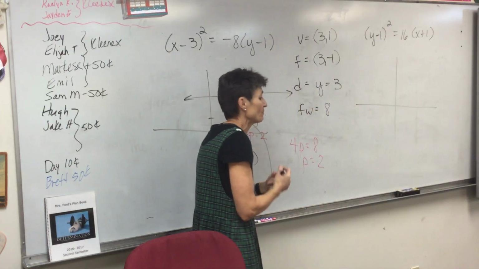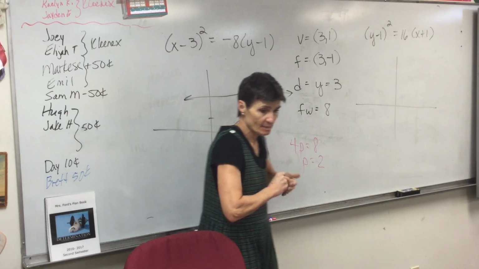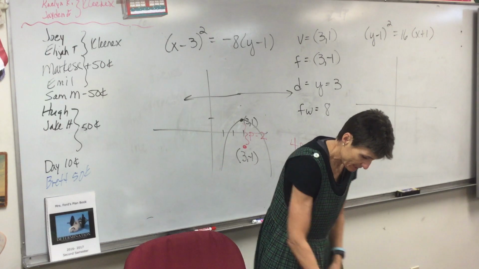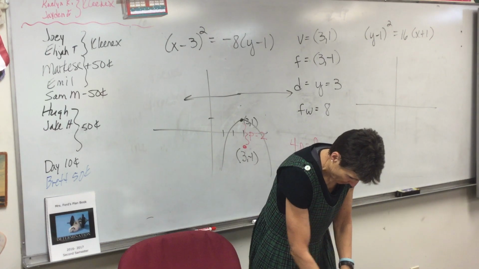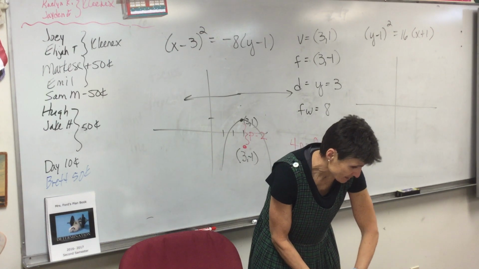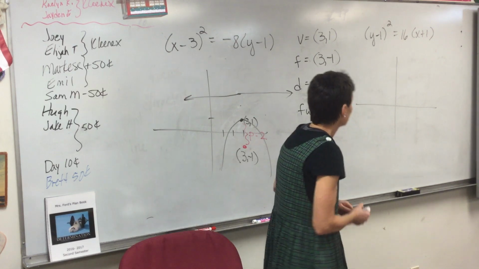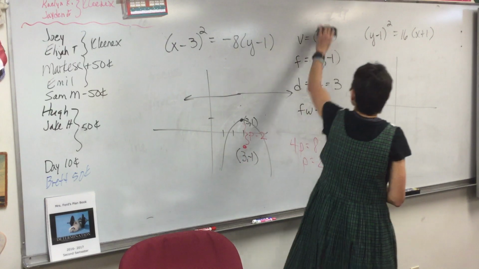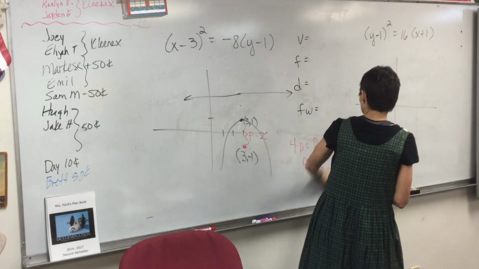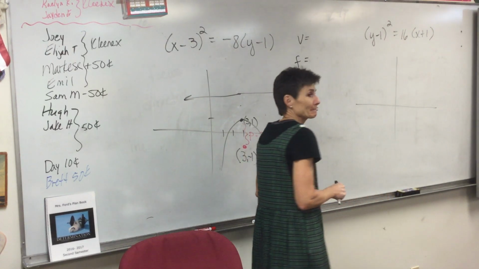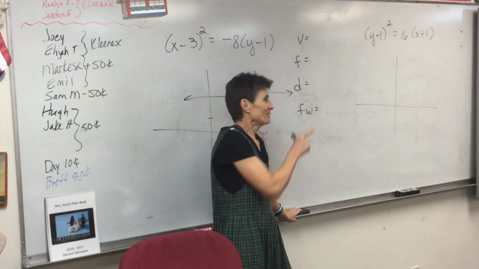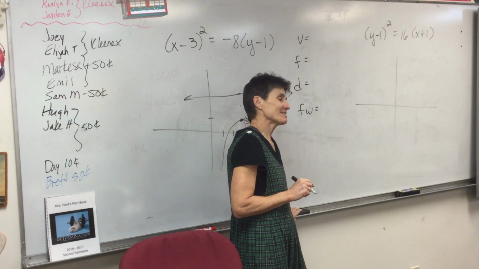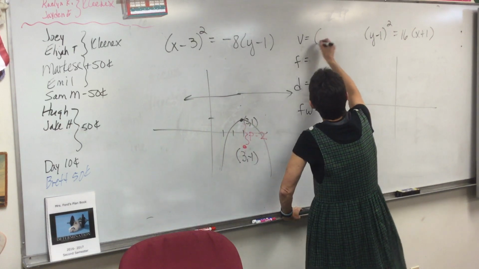All right, here we go. Let's see how far we can get with this without my help. What do you think? Do you have ideas? Vertex. Do you know what your vertex is? Negative 1, 1. No, other way. They flip it. Because look, the x is first. The vertex is negative 1, 1.